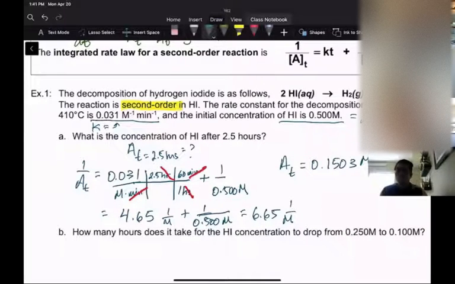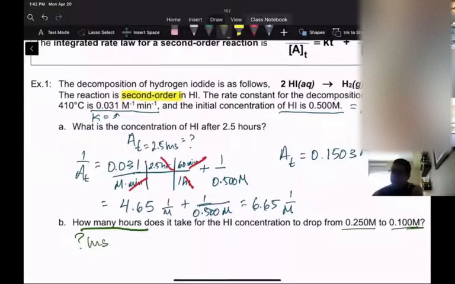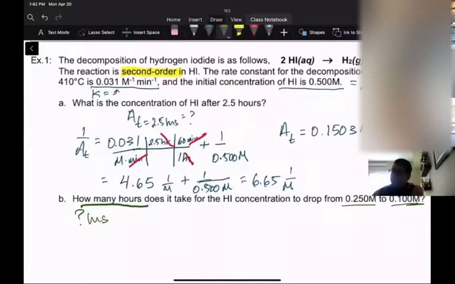Now here we're looking for a time. So how many hours to drop from one concentration to another? So how can we do that one? So we could let this be A at time 0 and this be A at time t. We've got our k value, so then we'll be able to plug everything in.